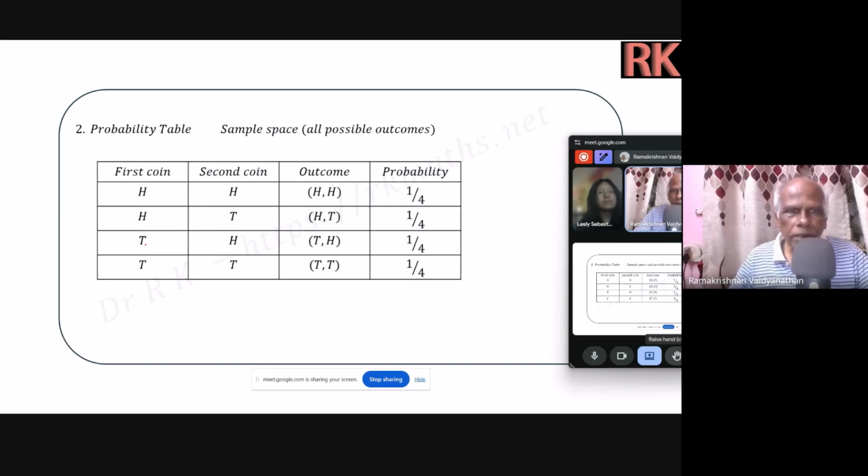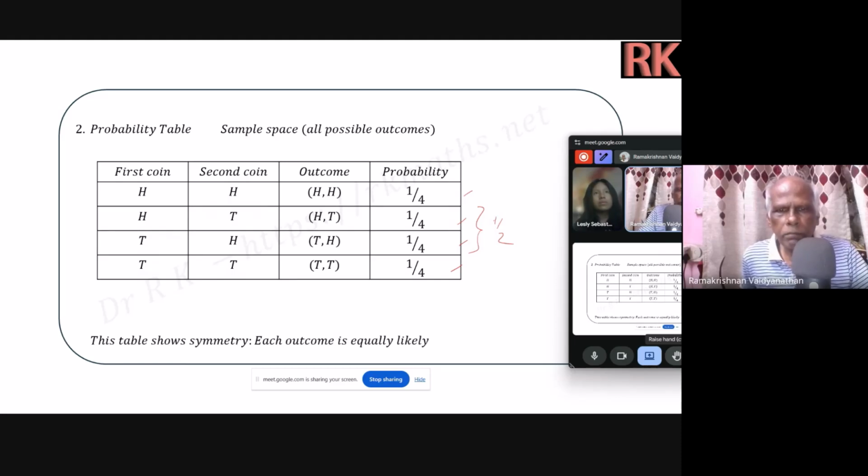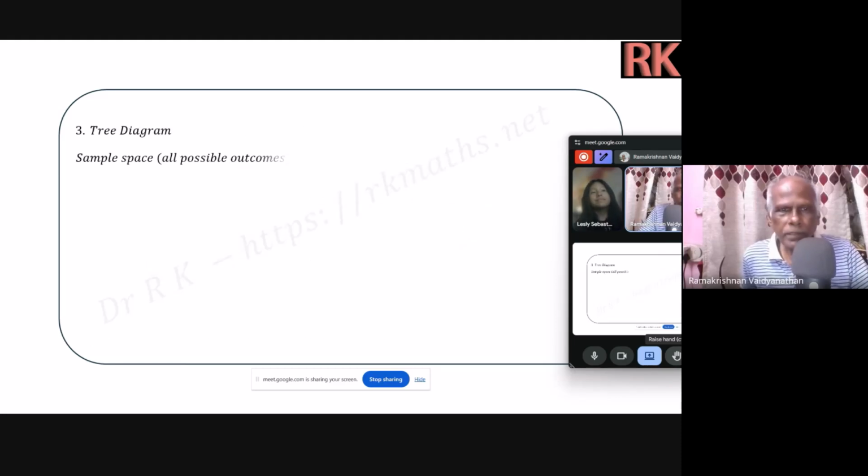Probability table. See here, first time I get head, second time I get head. First time head, second time tail. First time tail, second time head. First time tail, second time tail also. The probability of each is 1 by 4. These two are the same, so 1 by 4 plus 1 by 4 is 2 by 4, which is 1 by 2. The same tossing of two coins, I have put it in the form of a probability table. Now, tree diagram.